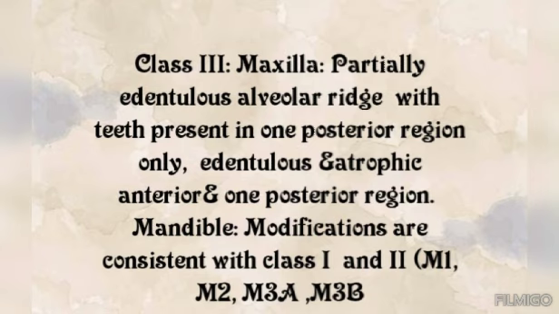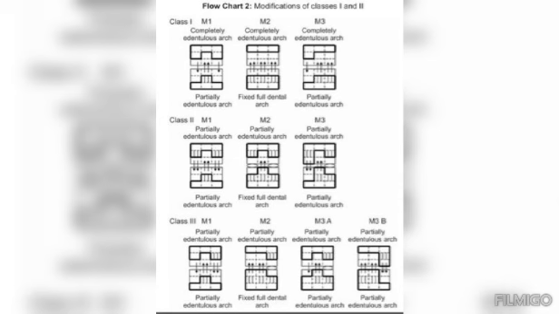In class 3, in the maxilla, there is a partially edentulous alveolar ridge with teeth present in one posterior region only, and an edentulous atrophic anterior and opposite posterior region. In the mandible, modifications are consistent with class 1 and class 2. There are M1, M2 and M3 conditions.